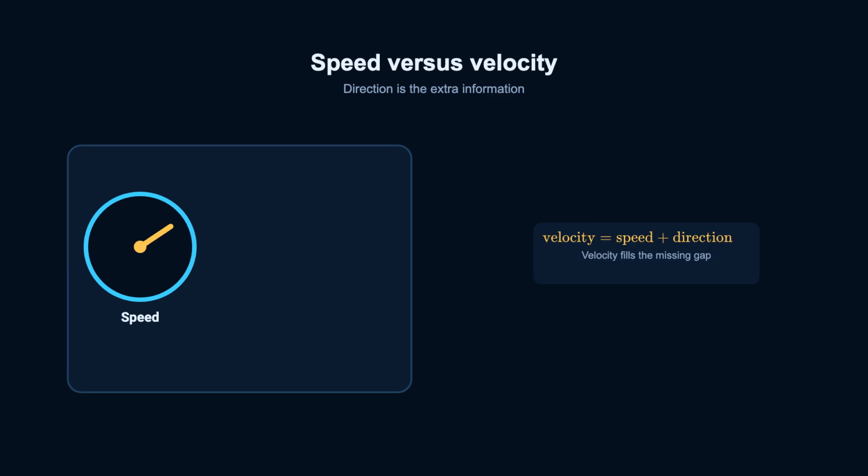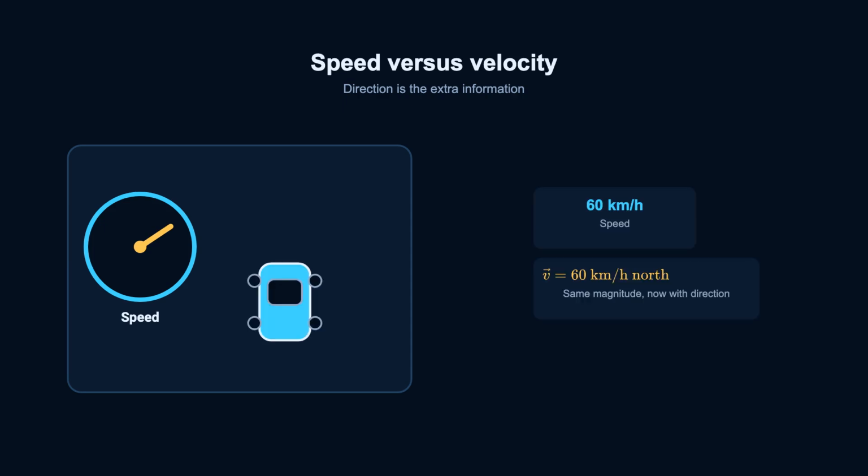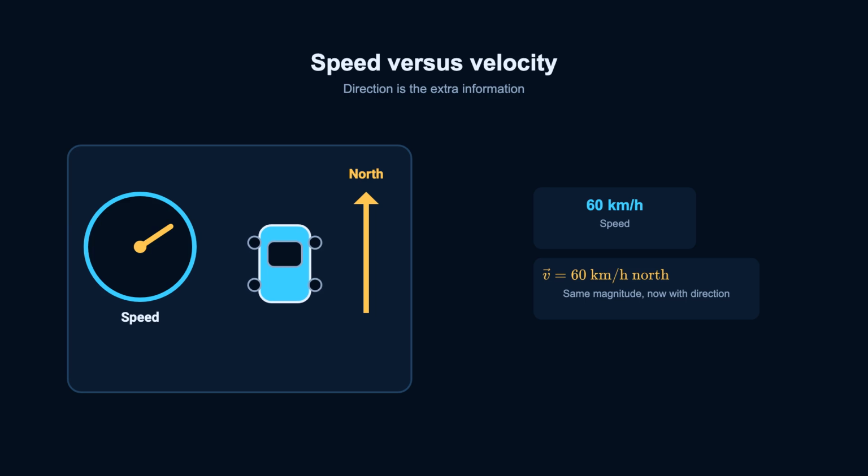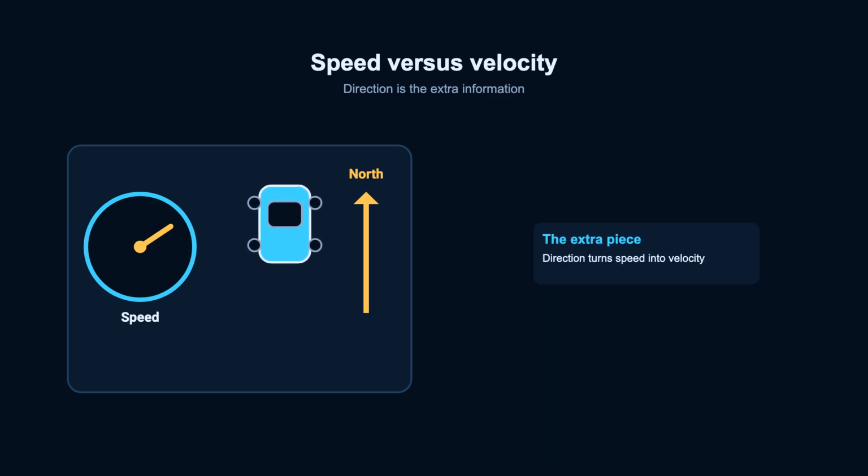Velocity fixes that gap. Velocity is speed in a given direction. So a car might have a speed of 60 kilometers per hour, but its velocity is 60 kilometers per hour due north. The number is the same. The extra piece of information is direction.